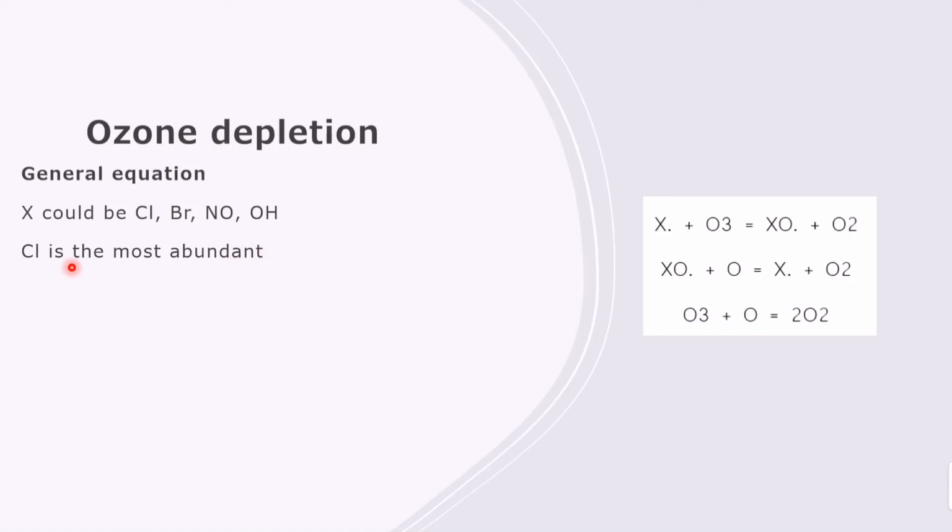And out of these radicals, chlorine is the most abundant in our stratosphere, so we're most worried about chlorine depleting our ozone. However, bromine is 100 times more effective at depleting ozone than chlorine. However, it's not in a massive concentration compared to chlorine, so we're not as worried about it. It's chlorine that is very abundant in our stratosphere at the moment, which is worrying us about this ozone depletion.